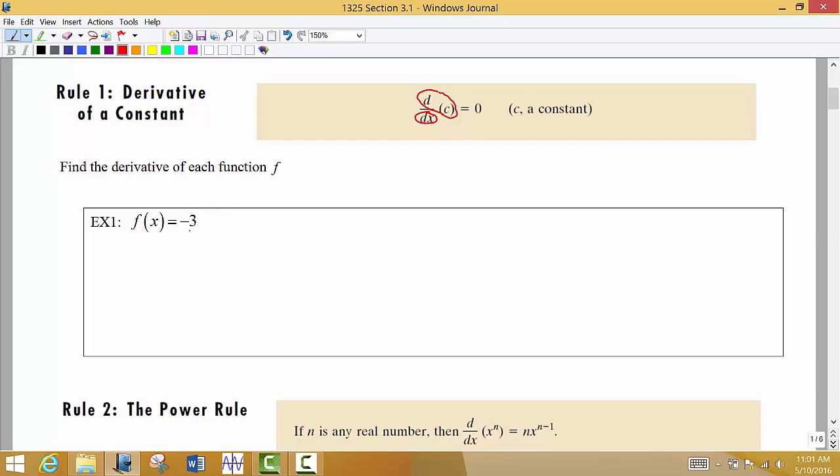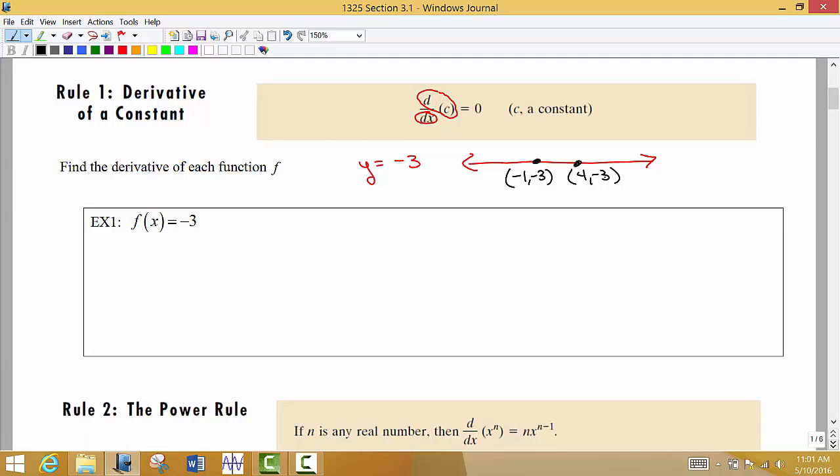Well, when we have a constant function, f of x equals -3, I'm going to come up here and replace the f of x with what it really means. f of x is the same thing as y. We have y equals -3. If we were to graph this, this is a horizontal line at y equals -3. So let's just look at something for a second. If I choose any 2 points along this curve, so let's say I choose (-1, -3) and (4, -3), for a horizontal line, the y values never change.